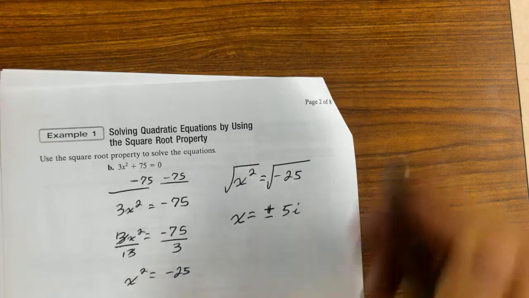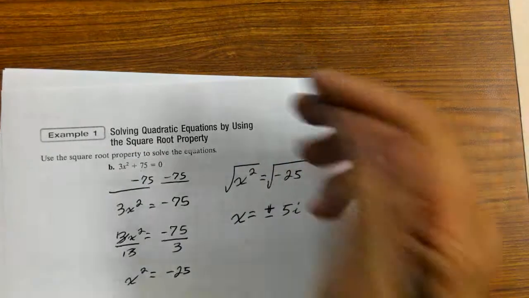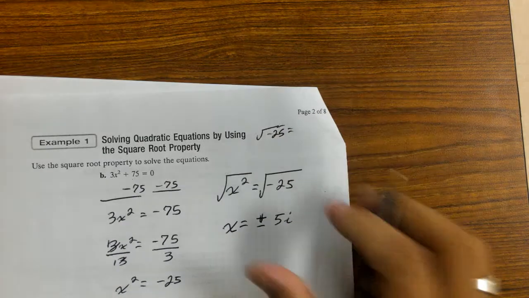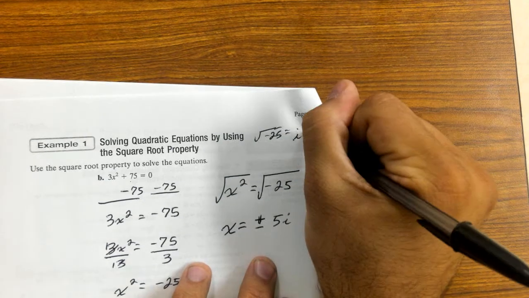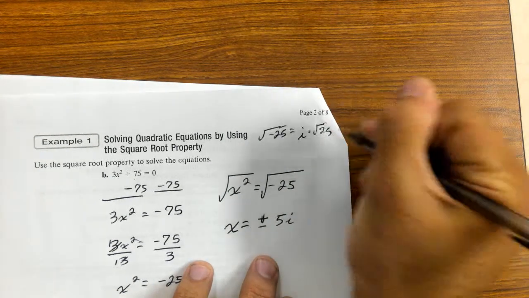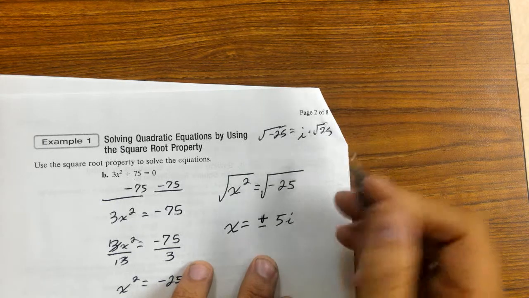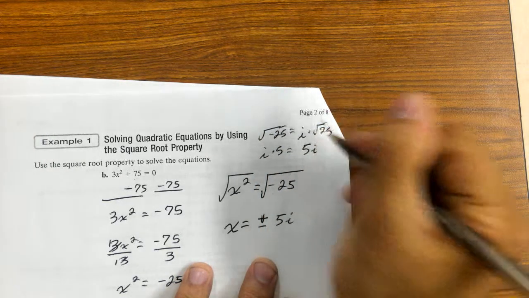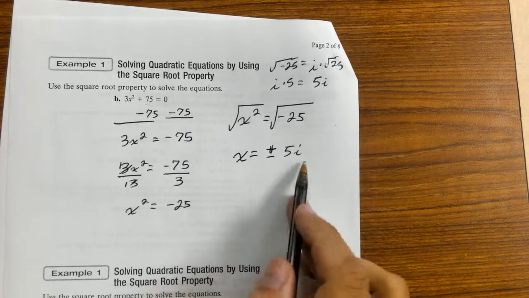5i. If you remember from chapter 7, the square root of a negative number, so for example, square root of negative 25 would equal i times the square root of 25. Square root of 25 is 5, so that would be i times 5, but we write that as 5i, which is why this is plus or minus 5i.